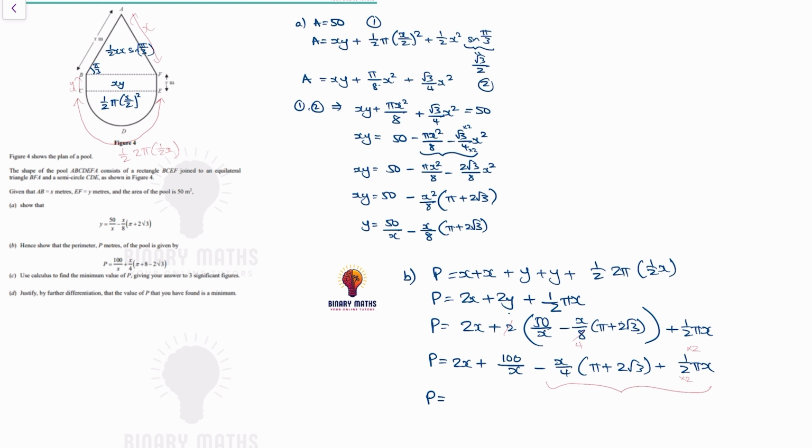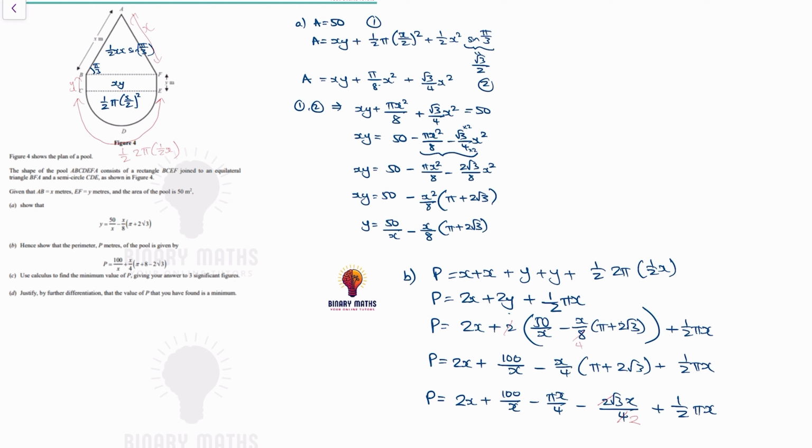P is equal to... actually this looks very long, so what I'll do instead is multiply out the bracket. So I get 2x plus 100 over x minus pi x over 4 minus 2 root 3x over 4 plus a half pi x. Okay, what I realize is the 2 cancels out and I'm left with 2 there.